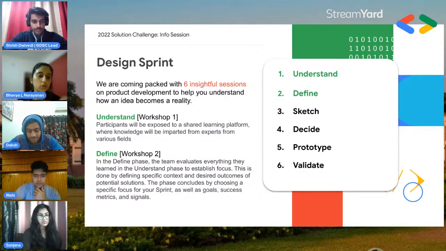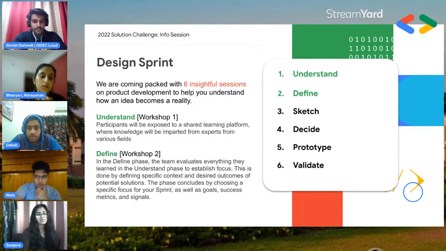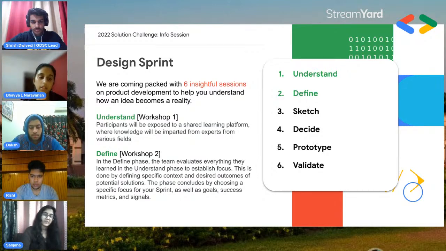So we'll go through what stages we are planning to keep, and what workshops we are planning to hold. The first stage would be understanding. So what do we mean by that? Here in these workshops, participants will be exposed to a learning platform where knowledge experts from different fields come and talk about various issues that businesses face. That will give you an idea to understand the issues going on around the product phase in the market.